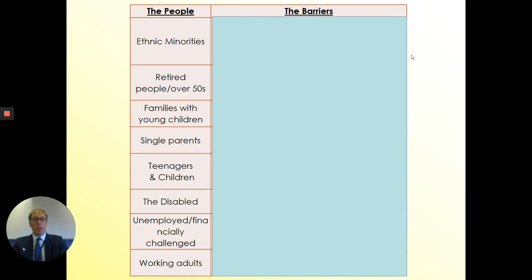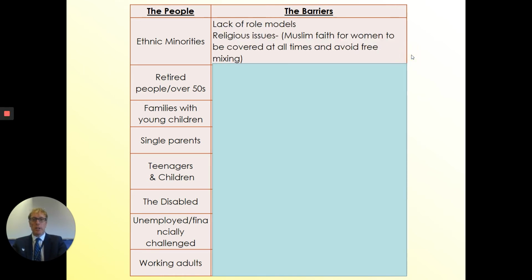Okay, that should be completed now. As we go through the answers, by all means, you can add a little bit to your answer, and if you've got anything missing, you can add that in as well. So let's have a look. For ethnic minorities, you should have put a lack of role models, okay? With the exception of, let's say, Mo Salah, a Muslim from Egypt, who plays for Liverpool. There's very, very few Asian players in professional football, and he's one of the few role models. So a lack of role models is quite a big thing, and can be a barrier for ethnic minorities.